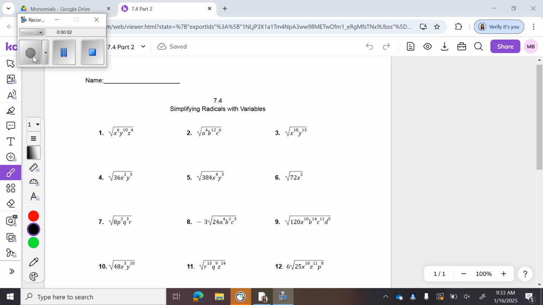Simplify our radicals like we did yesterday, but now they're variables, so it's a little bit different, okay? So your coefficient, that's your big number. That's just like what we did yesterday, where you box and you circle when you break it down to the prime factorization.